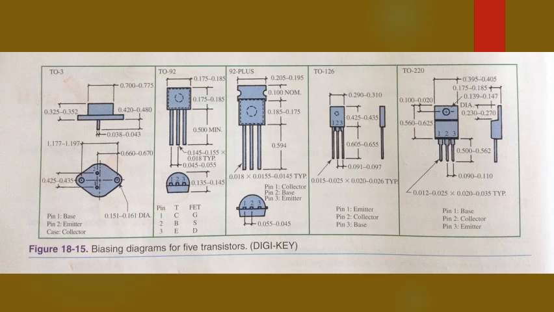Figure 18-15 shows biasing diagrams for 5 transistors. Take special note of the fact that the base is not always the same pin location on the transistors. Never assume the proper connections. Always be sure by first checking the transistor part number in a catalog or product specification sheet.